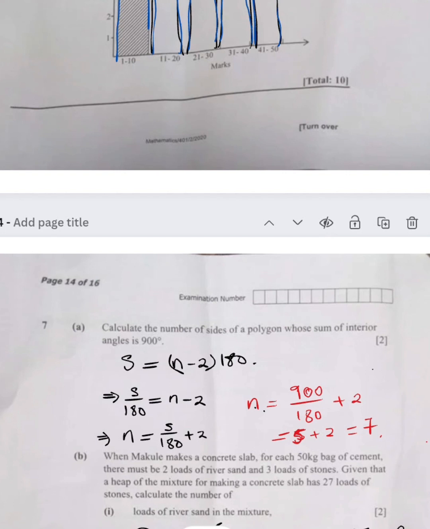Please calculate the number of sides of a polygon whose sum of interior angles is 900. So you can use the formula that says S is sum, right? So sum of interior angles is given by n minus 2 multiplied by 180, where n is the number of sides. So we are looking for n, so I divide throughout by 180 to get S over 180 is equal to n minus 2, so that n is equal to S over 180 plus 2, which is 7. So this polygon has 7 sides.